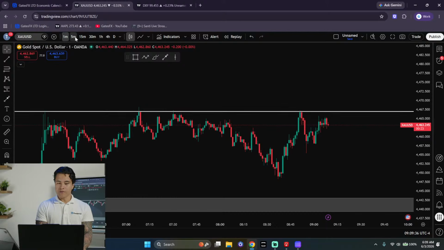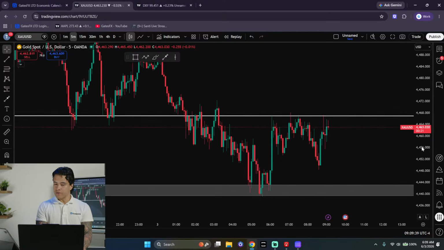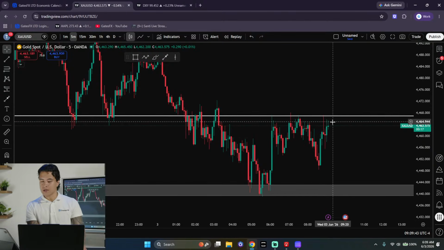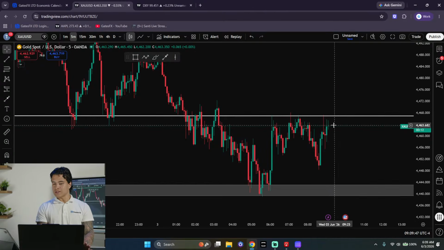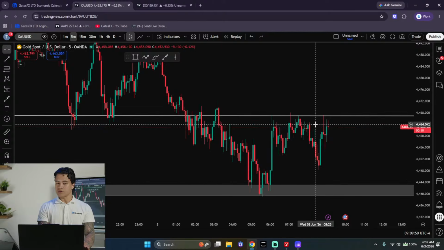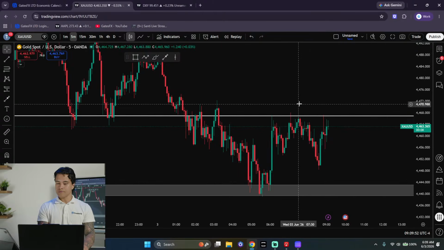But all right, 5-minute candle is going to be closing soon. This 5-minute candle on gold still closing pretty weak, not showing us any signs of strong buyers or strong sellers. Just kind of indecisive, still around that zone. We're still rejecting that overall area.